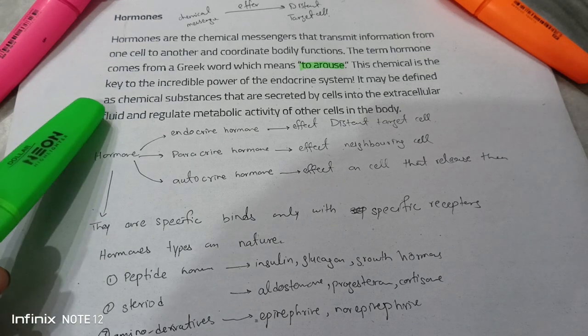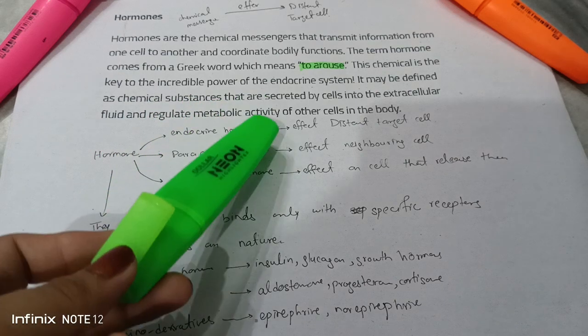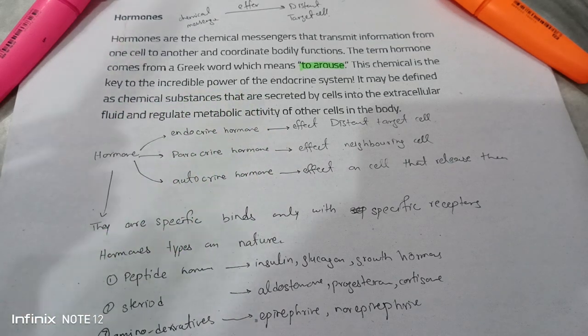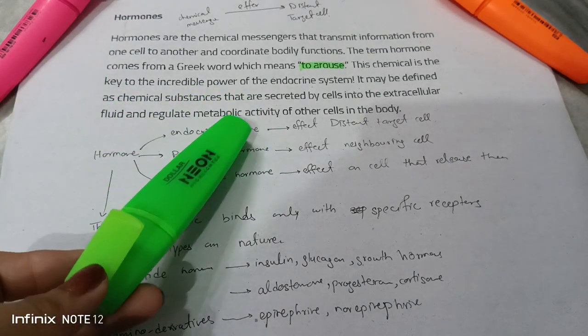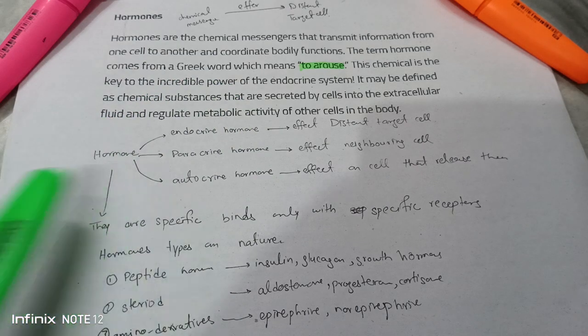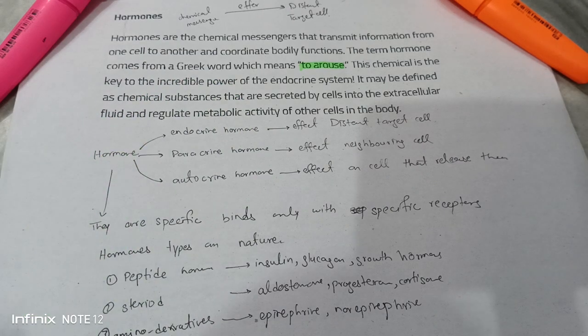So it may be defined as a chemical substance that is secreted by the cells into the extracellular fluid or your blood, and it regulates various metabolic activities of your body, of your other cells. So that's why the hormones are very important for us. If hormonal imbalance occurs in our body, then our whole body is affected by it, not only one organ. Our whole body shows symptoms that we have hormonal imbalance. So that's why the hormones have great importance in our life.